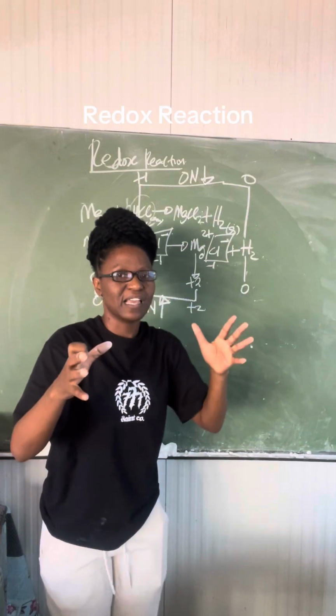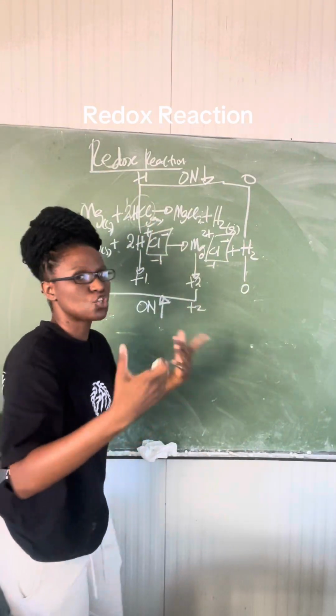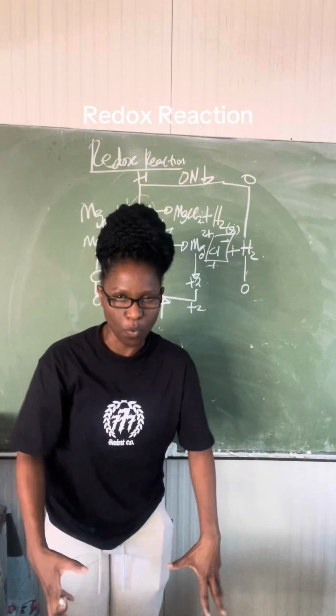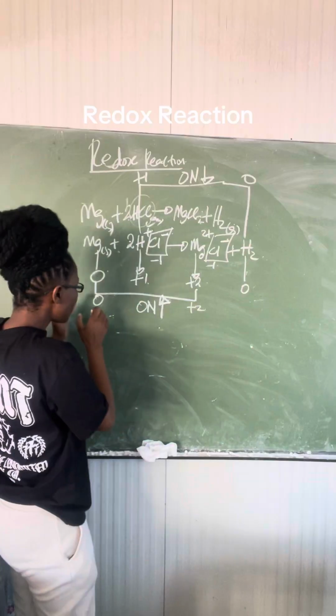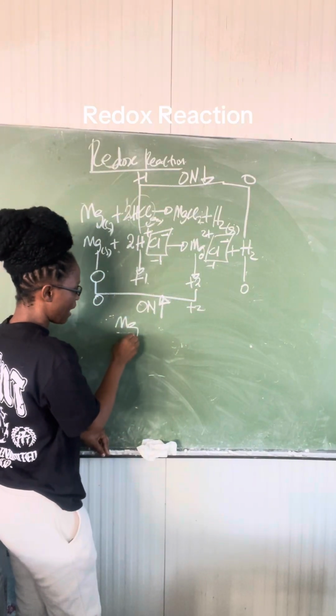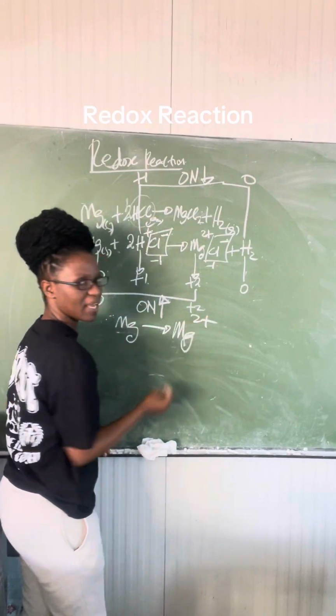Now, the oxidation number of hydrogen is doing what? It's decreasing. It means this H plus is doing what? It's gaining electrons. Are you guys with me? Hopefully you're with me. So now, let me write this one. Magnesium is losing how many electrons? 2 electrons. That's what I am saying.